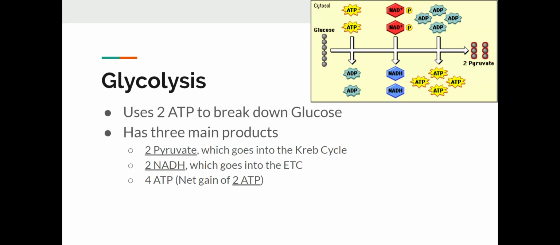First step is glycolysis. It uses 2 ATP to break down glucose. It has three main products: 2-pyruvate, which goes into the Krebs cycle, 2-NADH, which goes into the ETC, and 4 ATP for a net gain of 2.